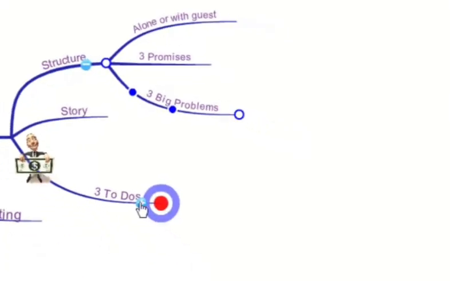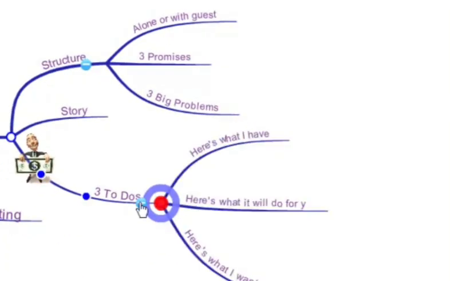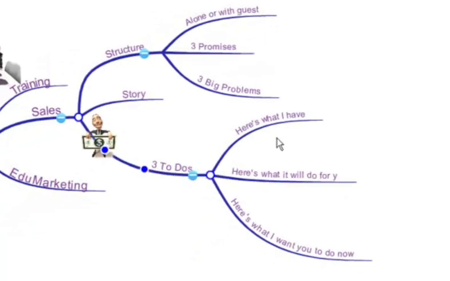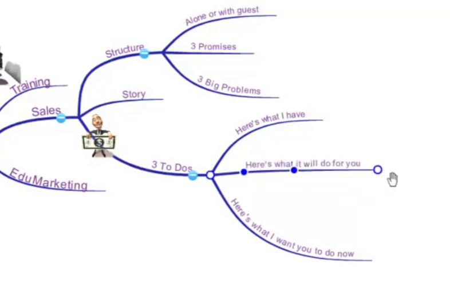And then, 3 to-dos. You tell people what you want. Say, here's what I have. Here's the product. Here's what it will do for you. And here's what I want you to do now. Send them to the page. Send them to the button where they can buy it. Send them to the link where they can get more information.